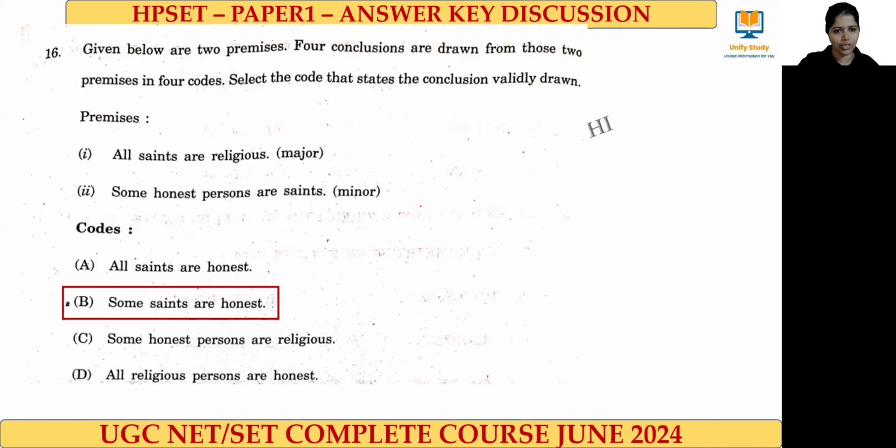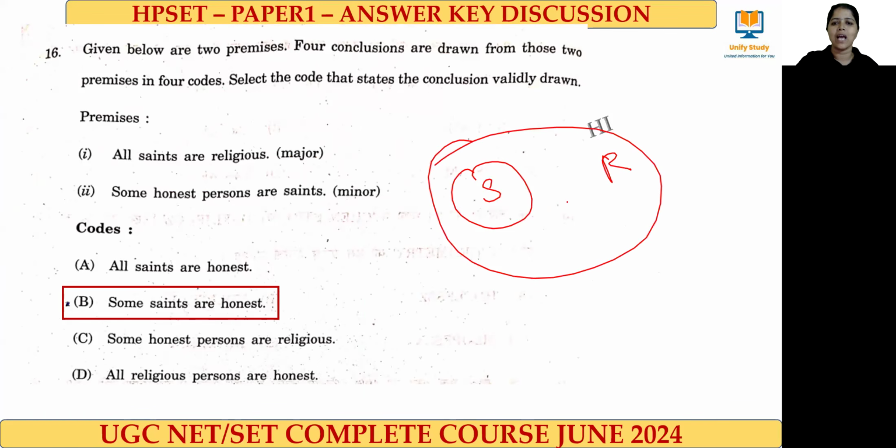The next question is from logical reasoning. Very easy. All saints are said to be religious and some honest persons are said to be saints. These premises are given, and see the conclusions. All the saints are honest will not come. Some saints are honest, yes, it will come.